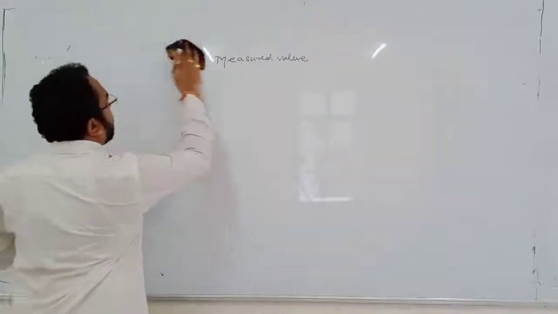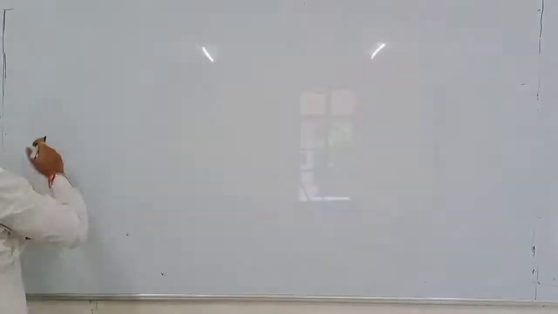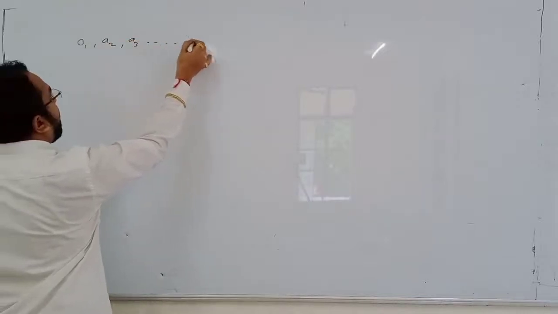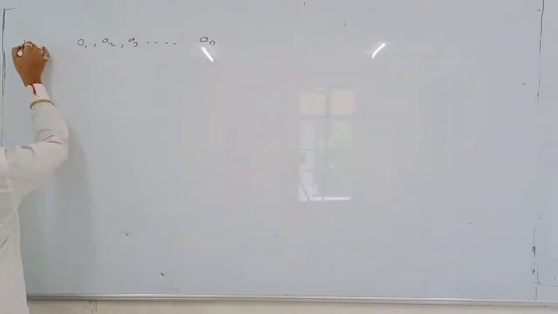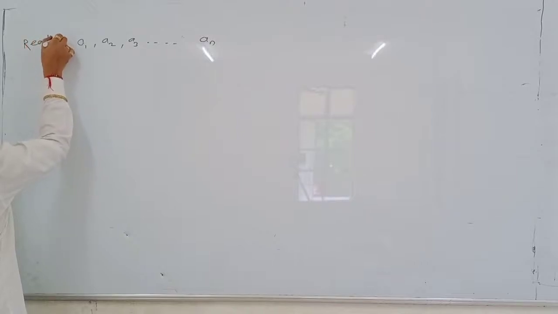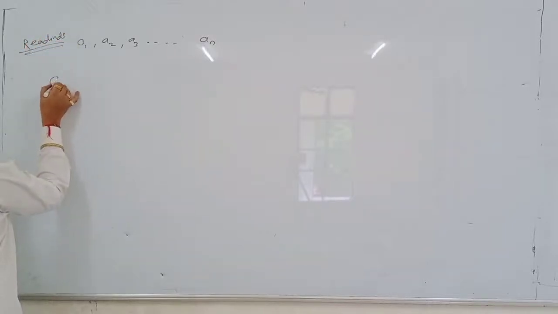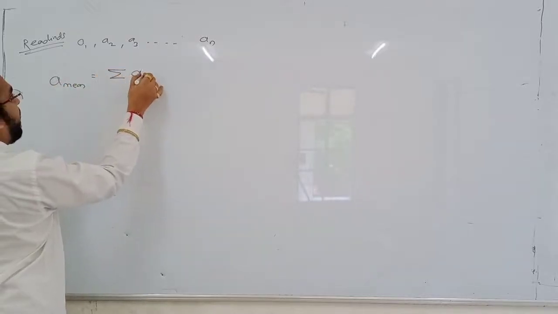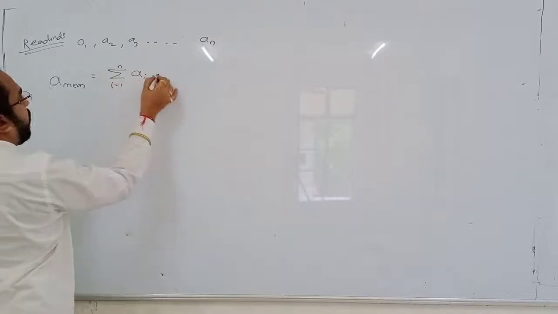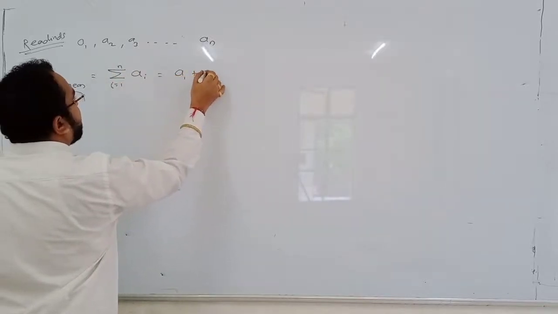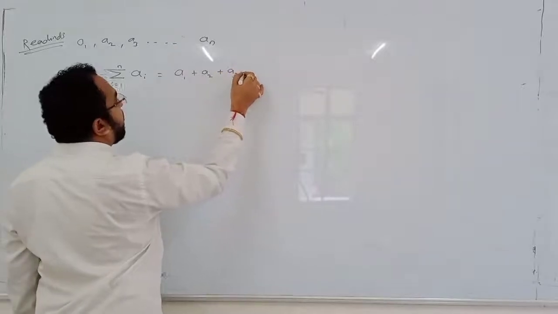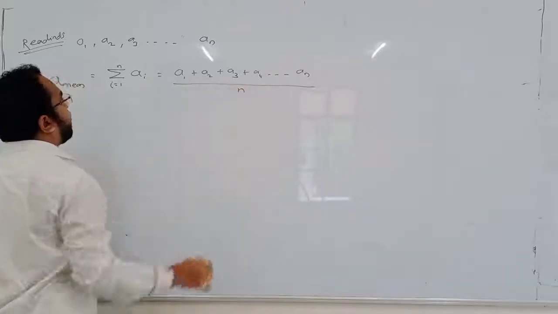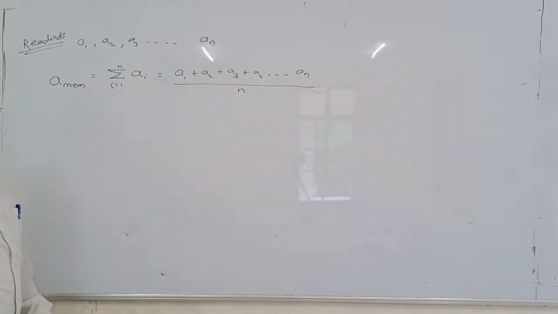Okay, now let's see. While conducting the experiments, A1, A2, A3, An are the readings. Now in 10th class you have studied what is the mean value of the readings. It is sigma Ai from i is equal to 1 to n. What is the meaning of this? A1, sum of all the terms divided by number of terms. This is called the mean value.